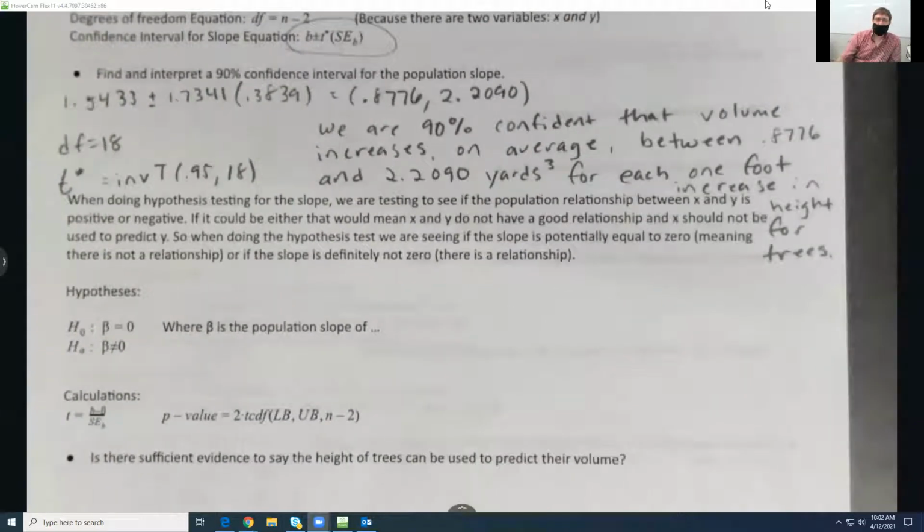I'll leave that up there a second so you guys can write that down. So we are 90% confident that volume increases on average between those two numbers for each 1 foot increase in height for trees. This basically is the interpretation of the slope combined with our confidence. Word for word is not as important as that you have something about the slope in there, because that's what we're talking about. All right, any questions on the confidence interval? Shouldn't be anything too earth-shattering different.